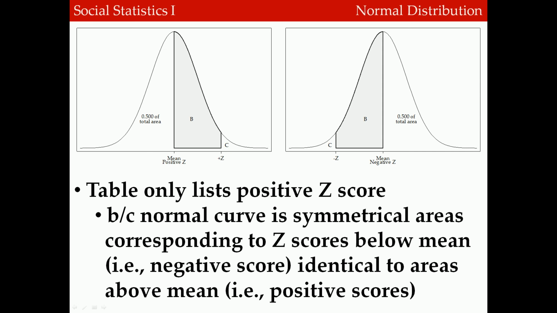Also note that only positive z-scores are listed on the table. But because the normal distribution is symmetrical, areas corresponding to positive z-scores are the same as areas corresponding to negative z-scores. In other words, if you found a negative z-score, you wouldn't find it listed in the table, but you can just use the positive z-score and you would get the same area.